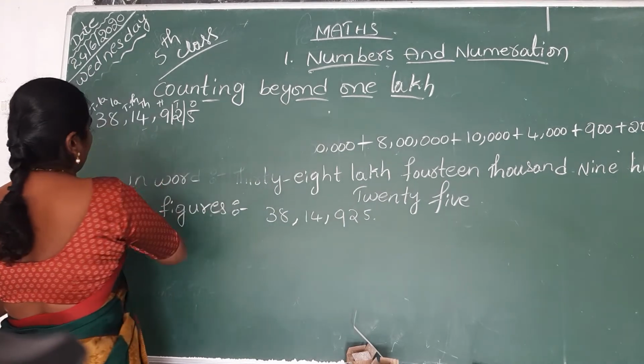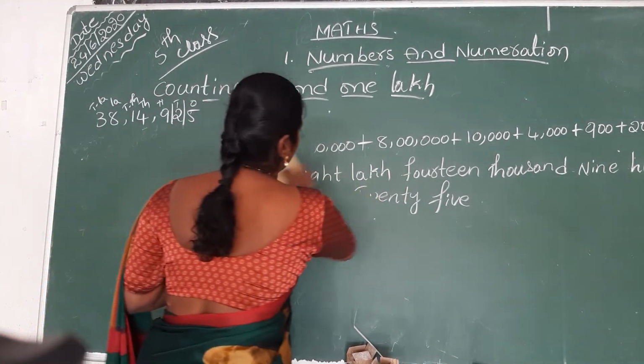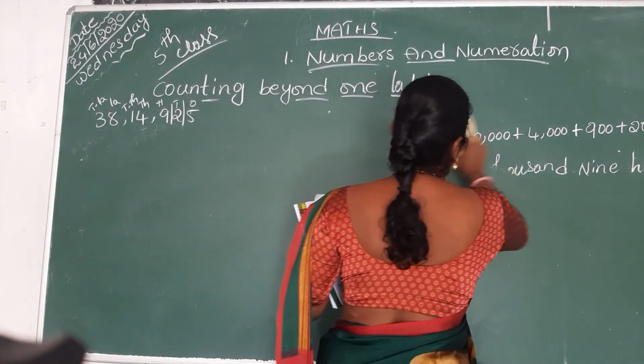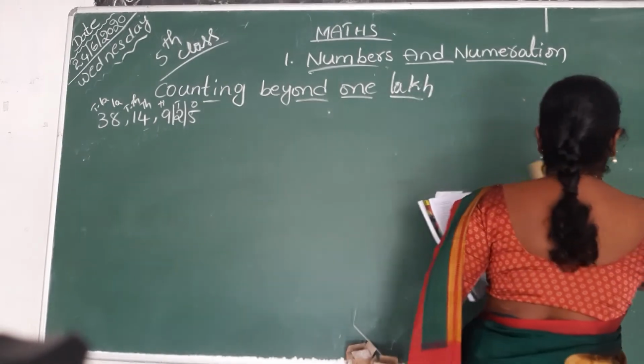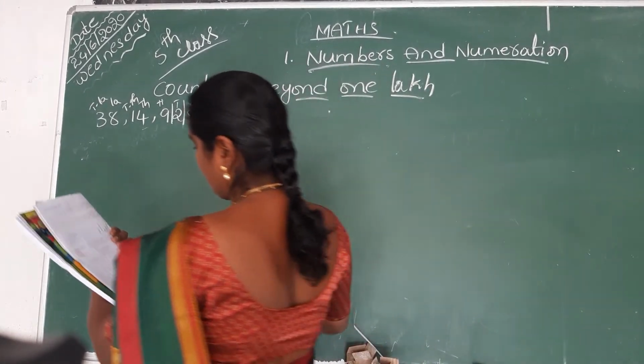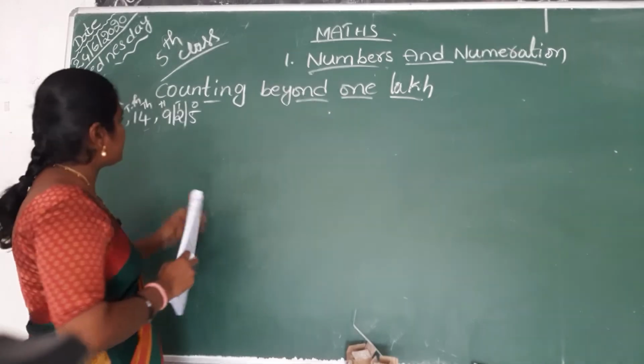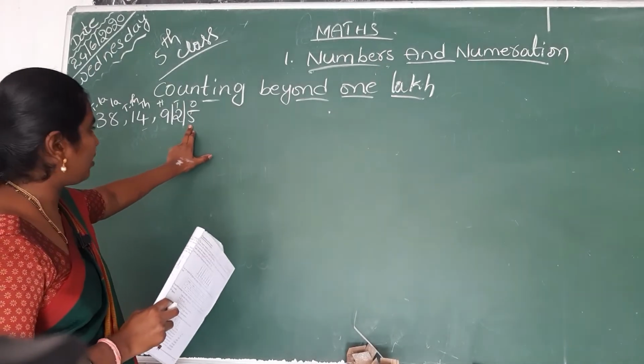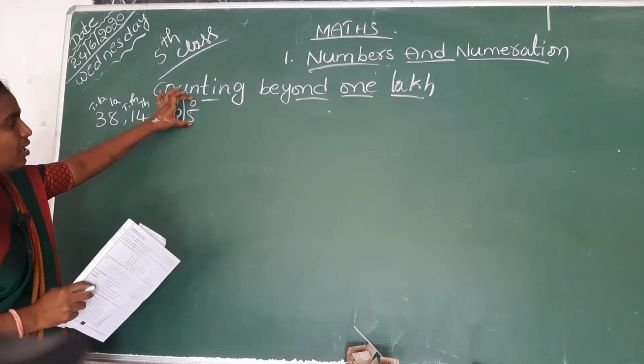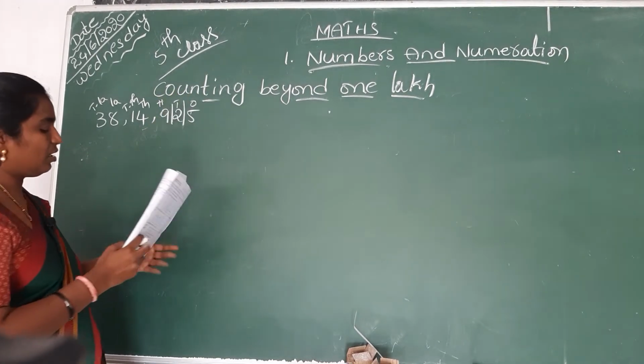And next I will explain how to write a place value chart. How to write place value. Each digit has its own place value. ప్రతి ఒక్క digit కి దాని యొక్క place value కంపల్సరీగా ఉంటుంది.